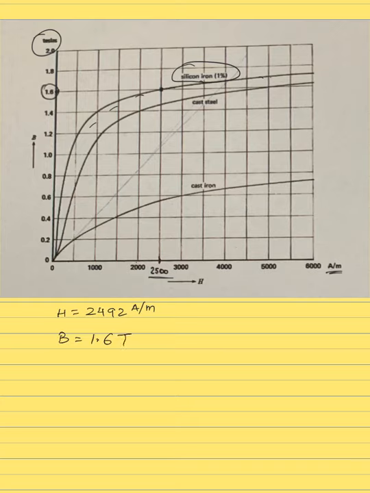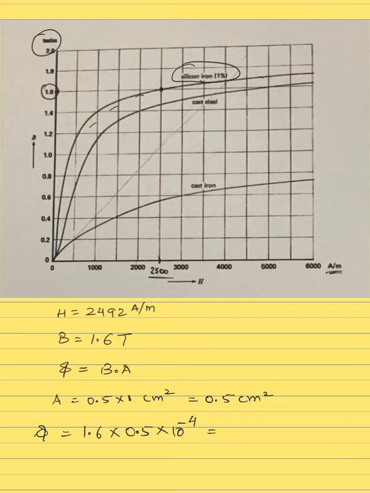If we know mu r, we might have used that method as well. In this case, we have used a graph for doing that. And then comes the flux phi. Flux phi is given by B times the area, and B we just calculated. Area, as you can see on the previous page, is 0.5 times 1, in centimeter square, which is 0.5 centimeter square. So flux is 1.6 times 0.5 times 10 to the power negative 4. And this gives you 0.8 times 10 to the power negative 4 Webers, or you can say it is also 0.08 milliwebers. So that's about magnetic fields.